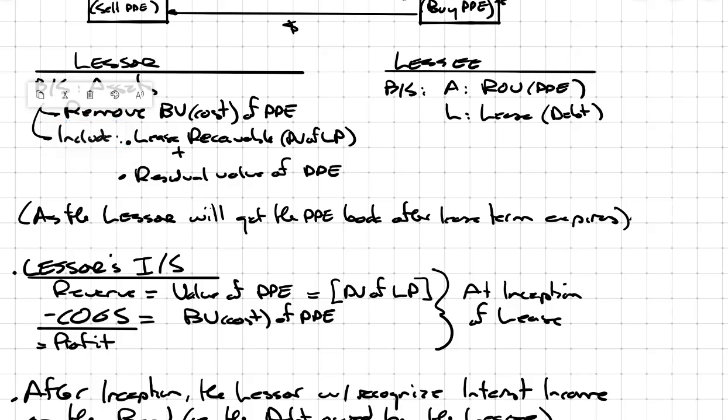At the same time, though, they would also include the residual value of the asset itself. And why is that? Because the lessor will get the asset back after the lease term expires. So, in other words, the lessor has not completely given up the asset. They've given up most of its useful economic value, but when they get the asset back at the end of the lease term, it'll still have some value, and that's the amount that they would record. Okay.